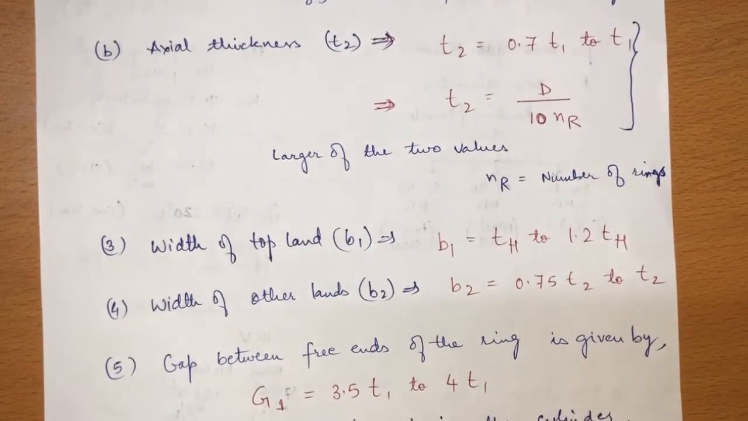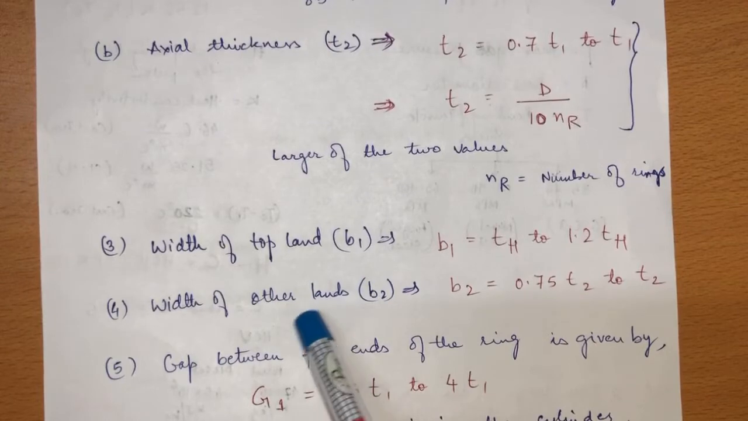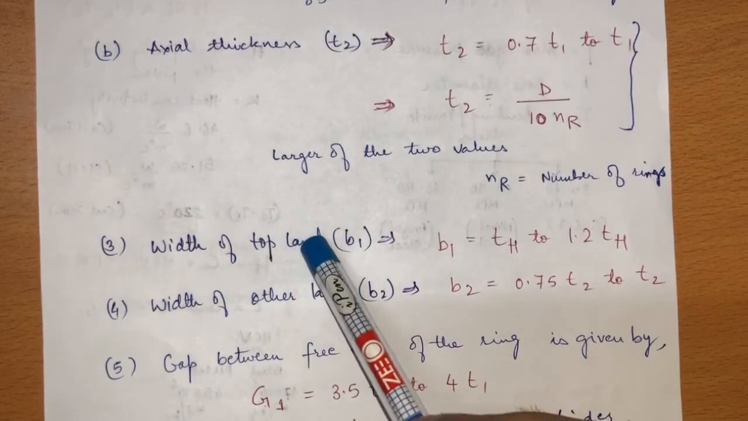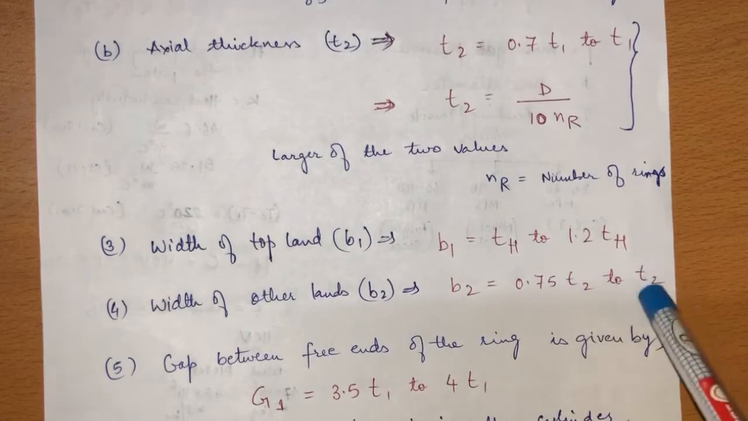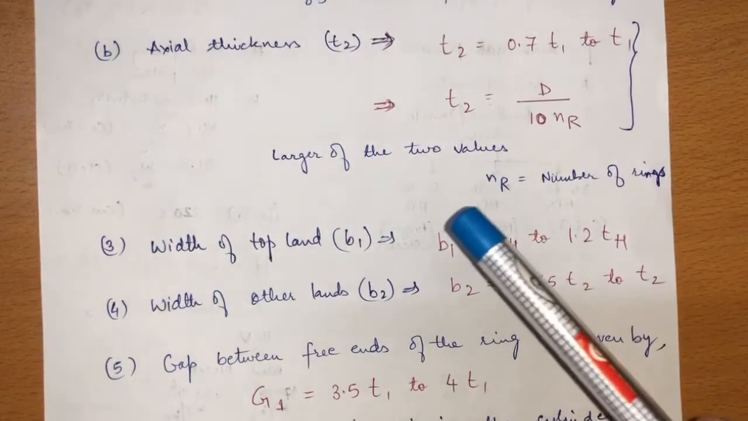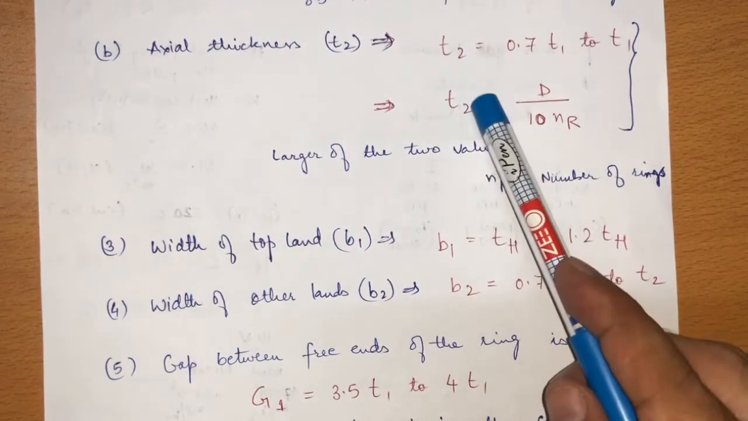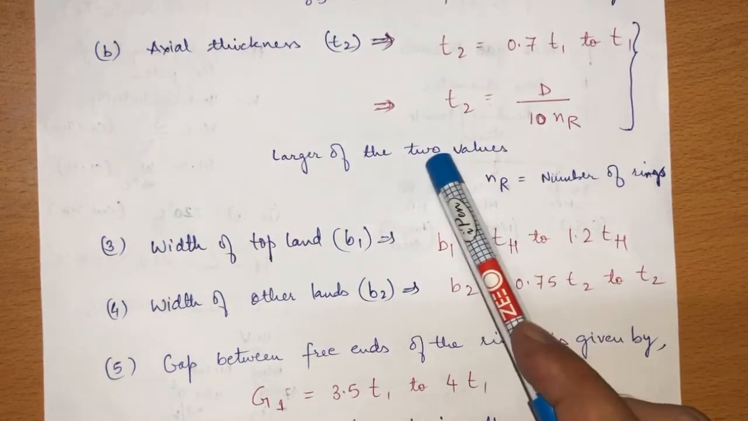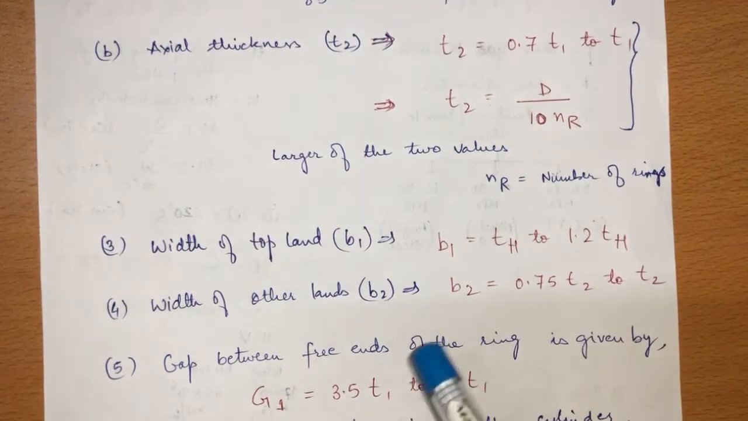The next part deals with the width of other lands. Other lands means the piston rings will be resting on these, and top land means the explosion will be taking place above the top land. So other lands have a relationship with the term T2, which is discussed in step 2 part B. Among these two values, we have to take the larger value and then put it in this equation to find out the value of B2.